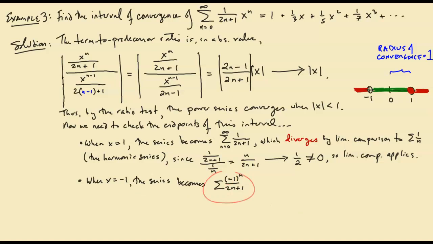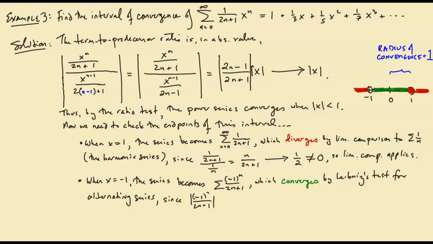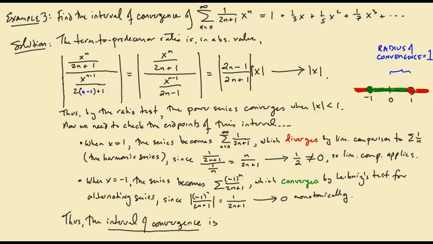So the power series becomes this, which converges. Why? By Leibniz's test for alternating series. Well, why does that apply? Since the magnitudes of the terms, which have this form, vanish monotonically. So that means, in terms of my picture over here, I get convergence, a green dot at the left endpoint. And now I know more than the fact that the radius of convergence is 1. I know the actual interval of convergence. Thus, the interval of convergence is the interval from -1 to 1, where the -1 is included, hence my square bracket, but the 1 is not, hence my round parenthesis. And that is the long and short of it.